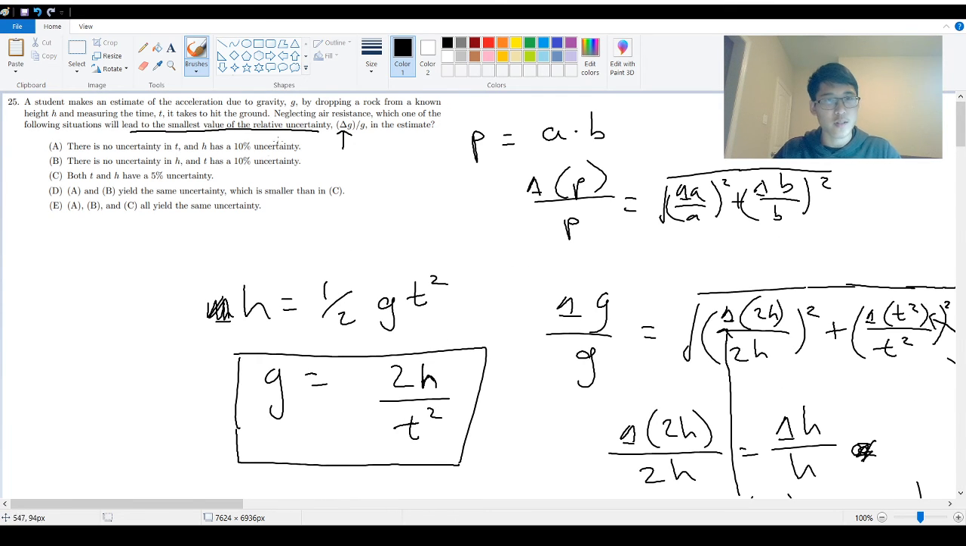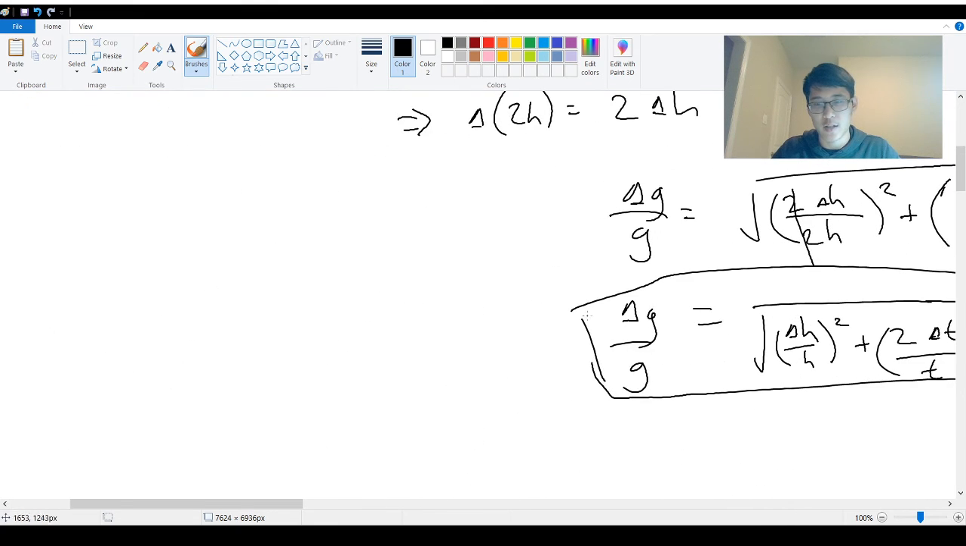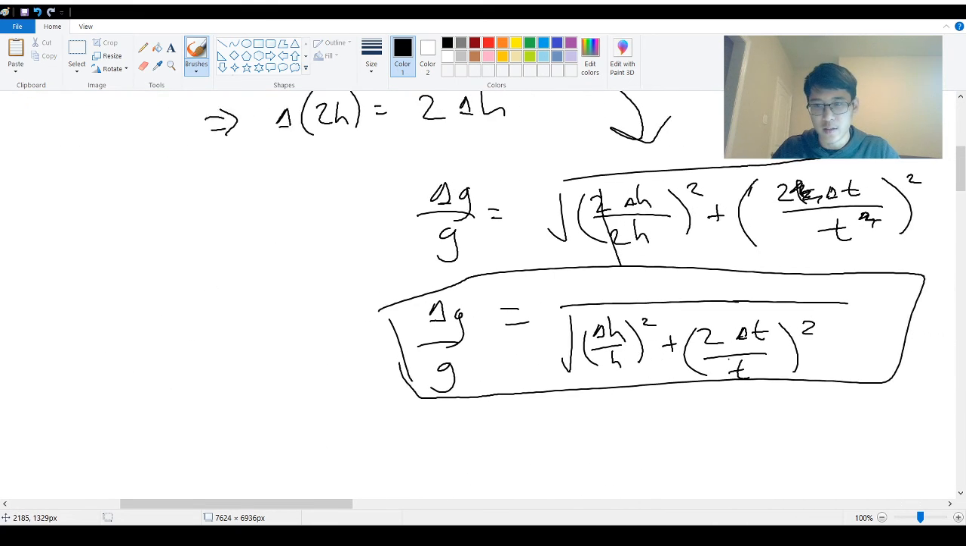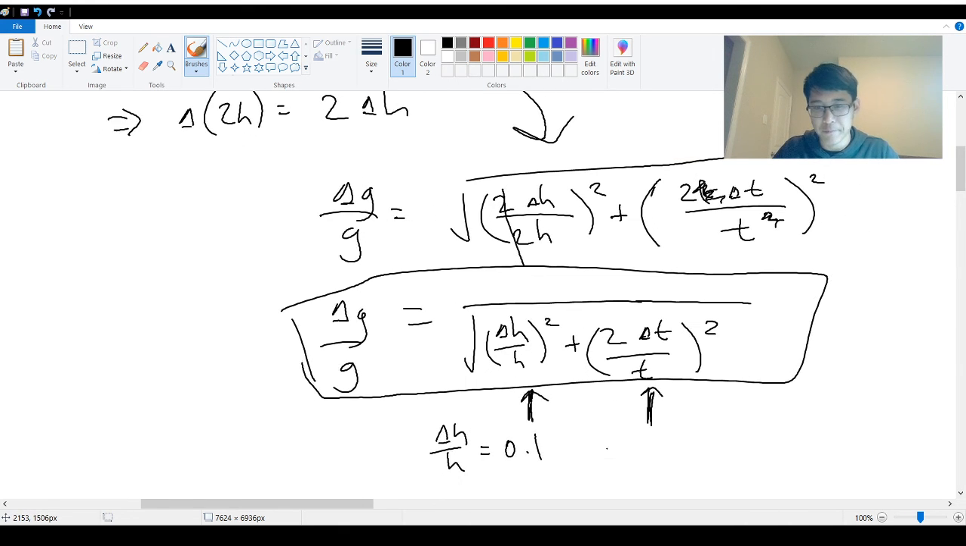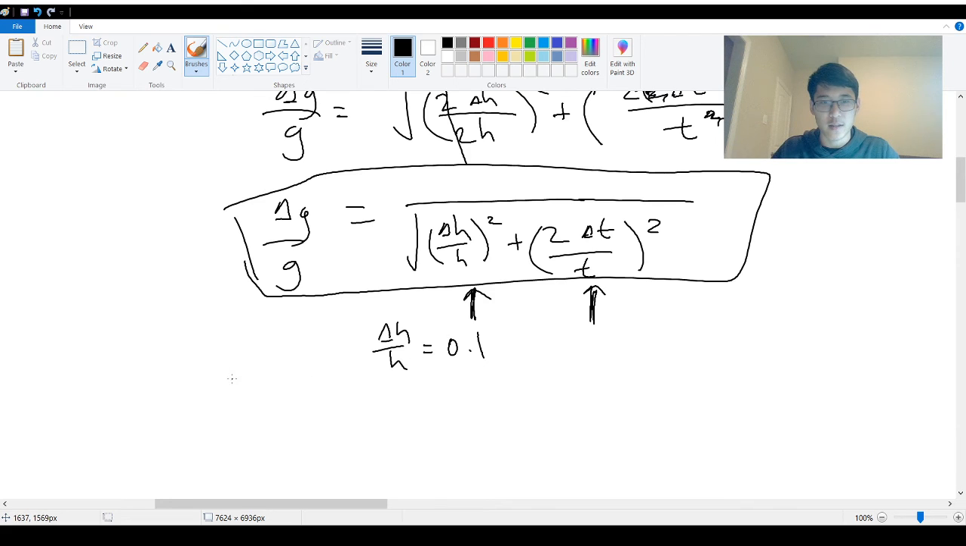Now let's look at the answer choices. We're looking for the following situation that will lead to the smallest value of relative uncertainty. So in the case that there's no uncertainty in t and h has 10% uncertainty, then this term is equal to 0, right? Because there's no uncertainty in t, so delta t is equal to 0. And there's 10% relative uncertainty in h, which means that delta h over h is equal to 0.1. So we get that delta g over g for choice A is equal to 0.1.